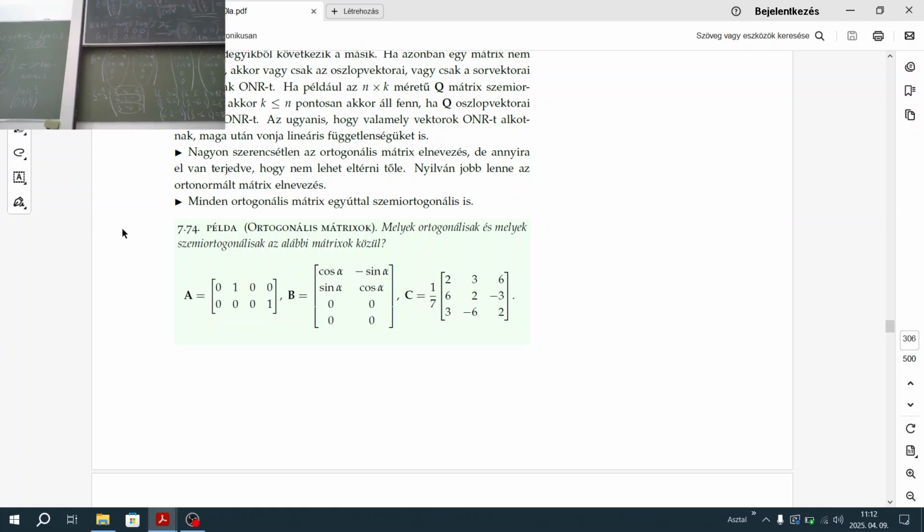Okay. This is an orthonormal matrix because these are perpendicular, not perpendicular, orthogonal, and I didn't check, but this is a normalization. So if you calculate, this is 4, 9, so 13, 36. So altogether it's 49, and the square root is 7. So the length of all vectors is 1.